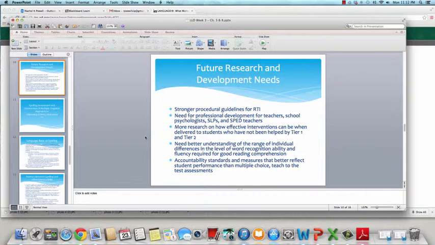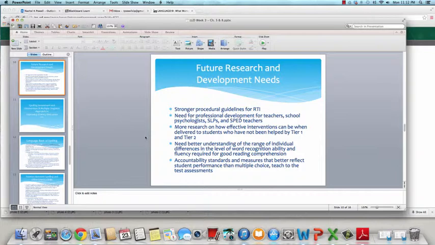Everybody needs to learn how to work under this new framework and to use the data to drive the instruction and to differentiate the instruction for students. You need more research on how effective interventions can be when delivered to students who have not been helped by Tier 1 and Tier 2. So we really don't have a lot of research for the poor responders and what really works for them. We need more research in that area.